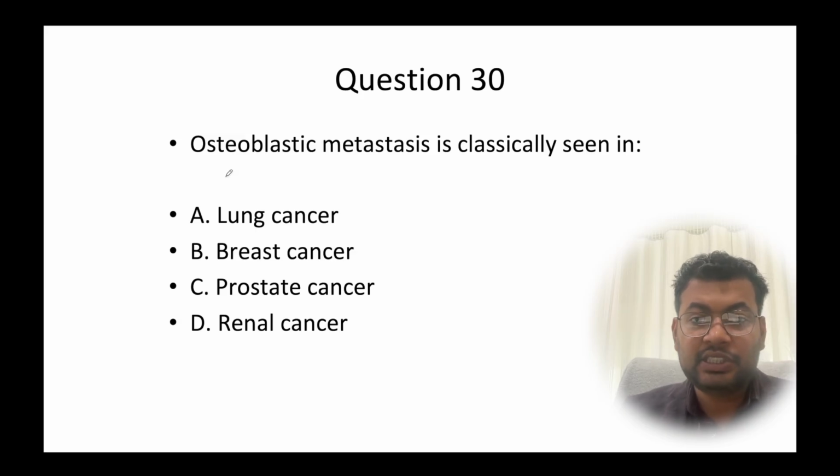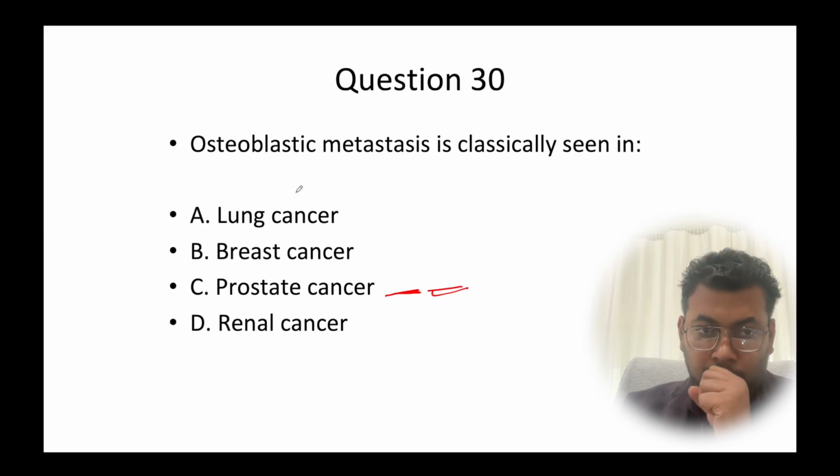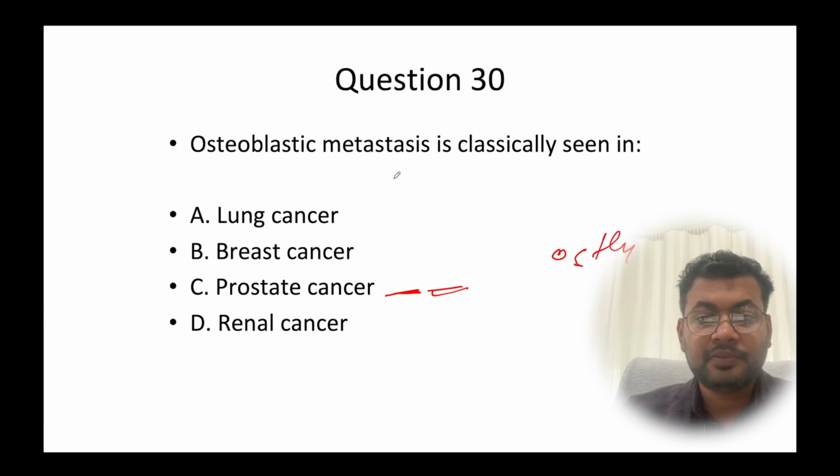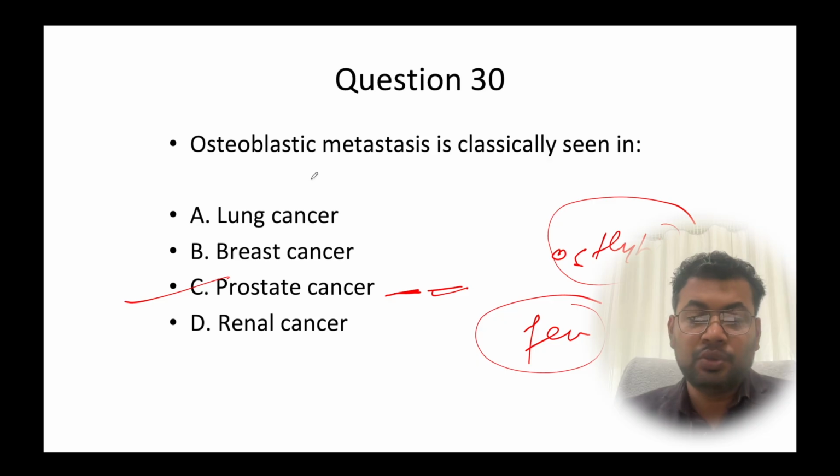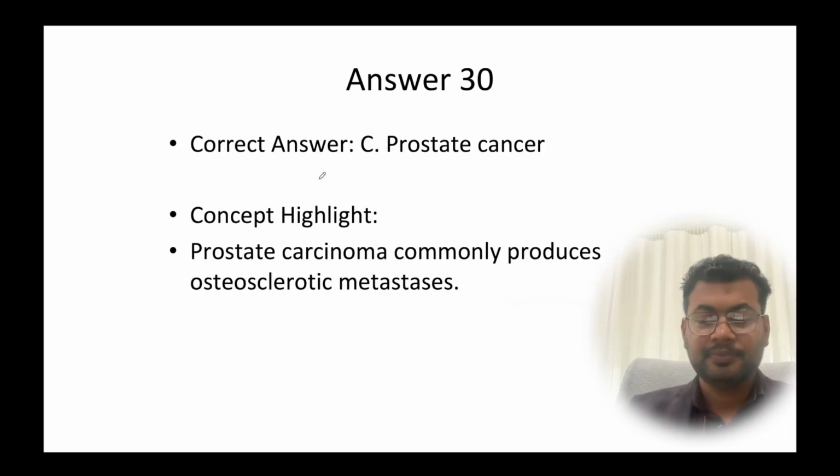Osteoblastic metastasis is classically seen in: osteoblastic metastasis means bone-forming metastasis, seen in lung cancer, breast cancer, prostate cancer, renal cancer. The answer is C, prostate cancer. Typically most metastases are osteolytic, but prostate forms osteoblastic metastasis. It causes a sclerotic bone, not lytic bone.